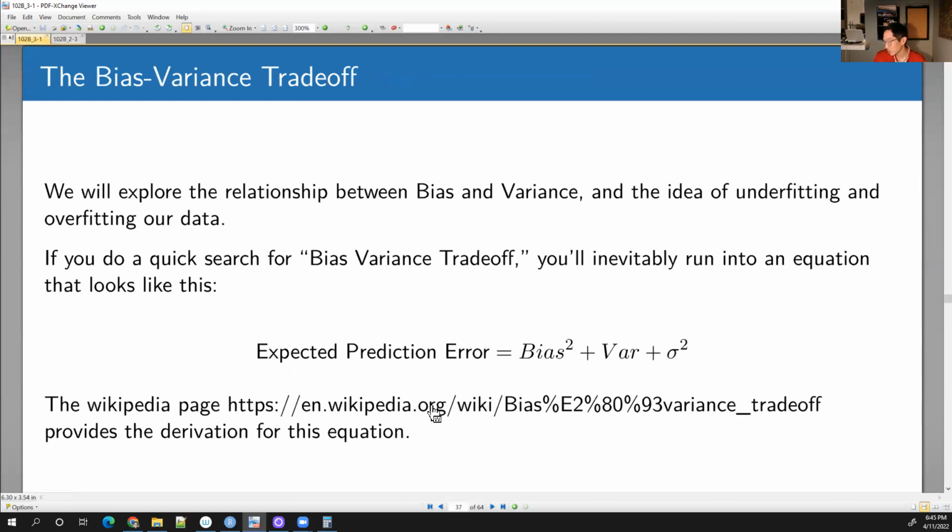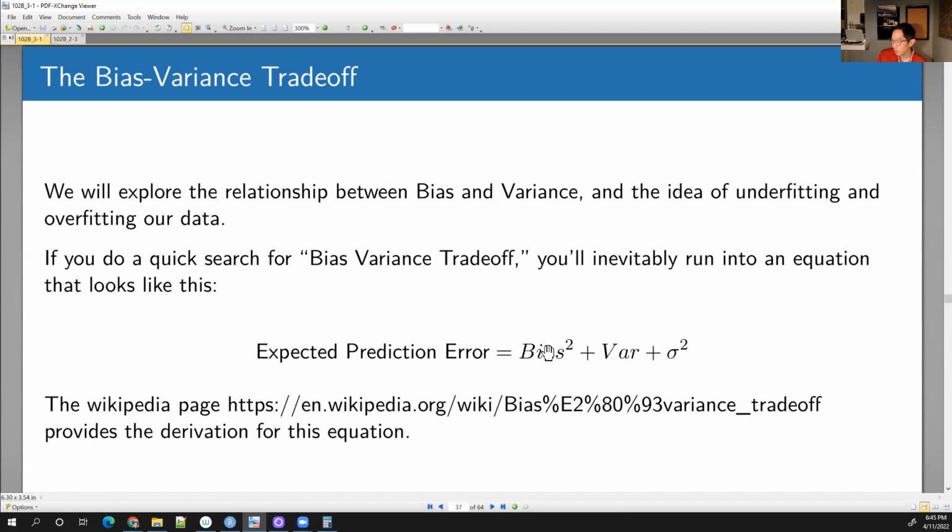We have just a few more minutes to cover this, and this is just a little high-level overview. The idea here is that the expected prediction error is, when you make a prediction for a point that you haven't seen, how much error can you expect there to be? It's a combination of a few terms: the amount of bias, the amount of variance, and the amount of inherent error or variation that exists in the data.